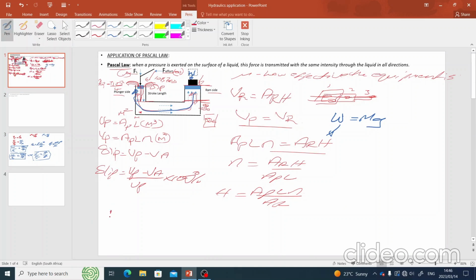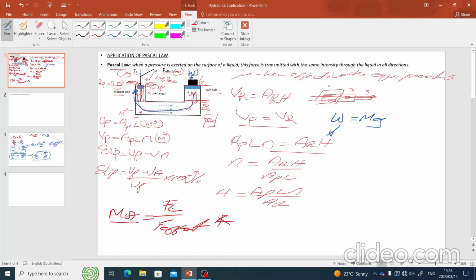Now, mechanical advantage, MA, equals FL over F effort. If you are given the MA, mechanical advantage, this is the formula that you will be using to calculate the MA: FL over what? Over F effort. All right, this is the formula that you will use.